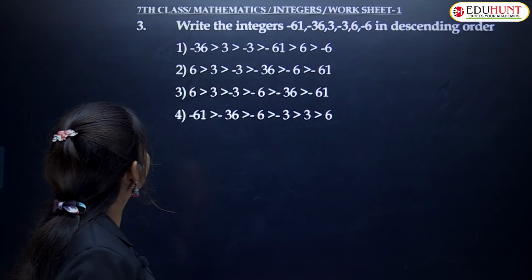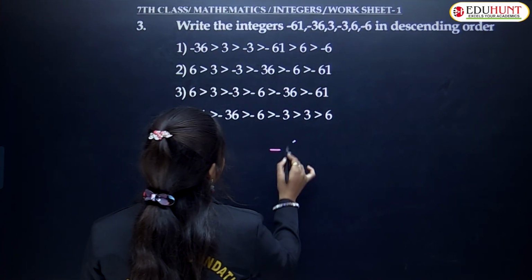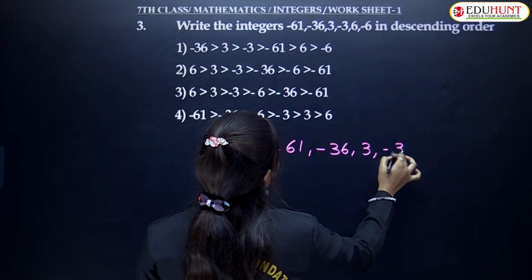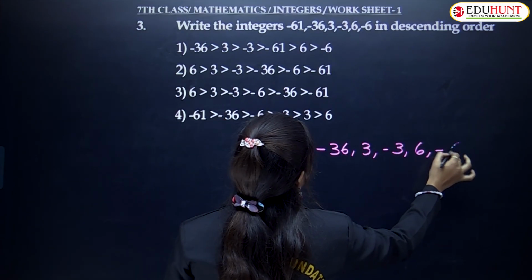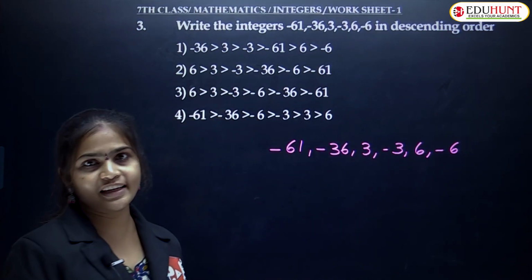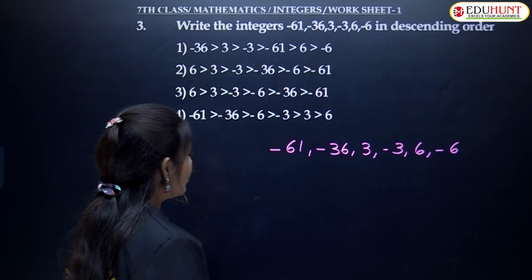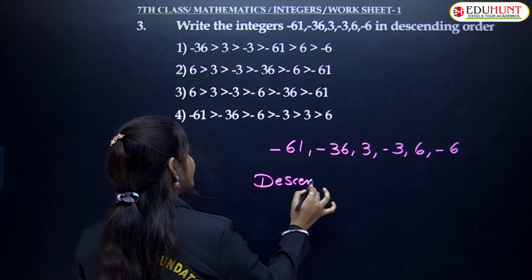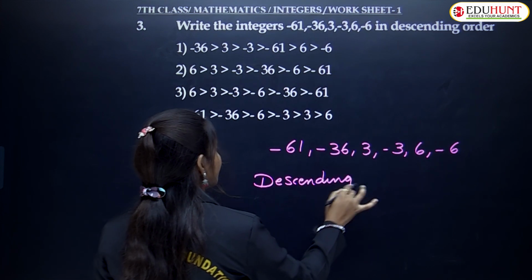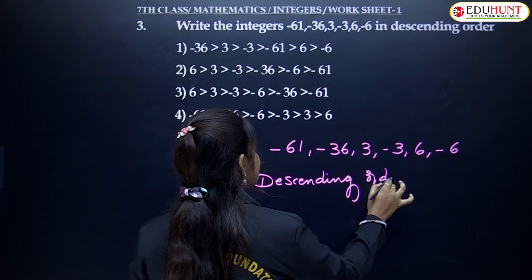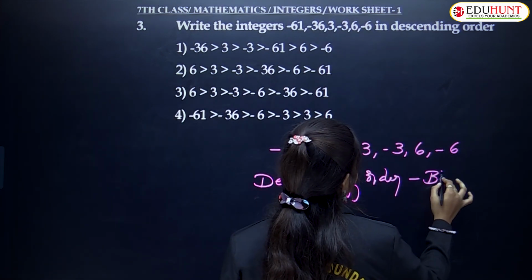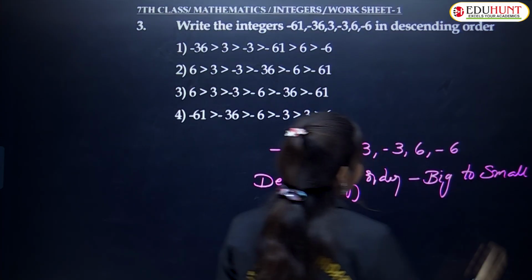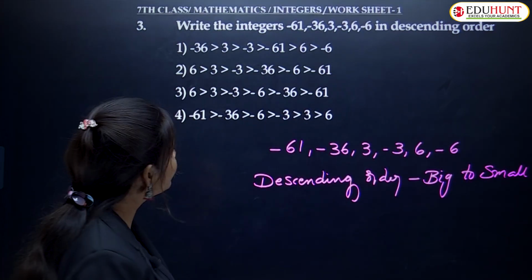Write the integers minus 61, minus 36, 3, minus 3, 6, minus 6 in descending order. Descending order means what here? Descending order means big to small.